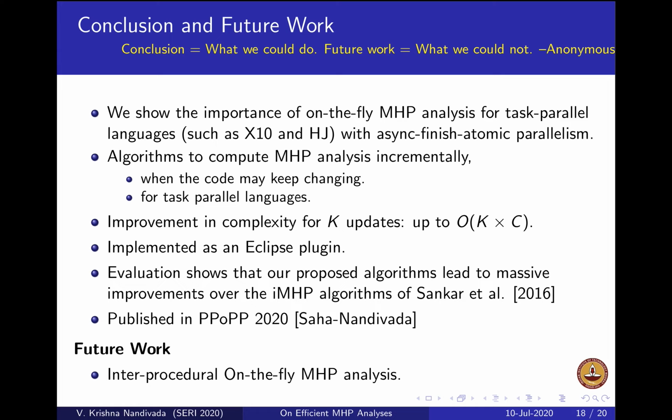To conclude, we show that it's important to have on-the-fly MHP analysis for our task parallel languages. We provide algorithms to compute MHP analysis incrementally when the code may change, okay? And we show that the complexity improvements are pretty high, k times c for k updates. We have implemented this in an Eclipse plugin, which is available if you want. And we show that our proposed algorithm leads to massive improvements. If any of you are interested in this and want to go for future work, please feel free to contact. We are very happy to see how we can extend it for interprocedural on-the-fly MHP analysis.